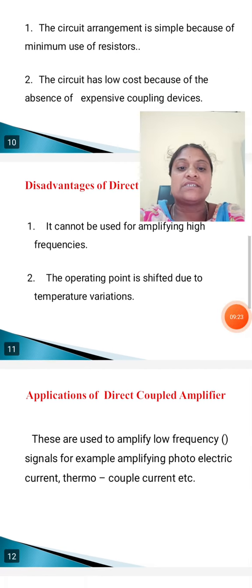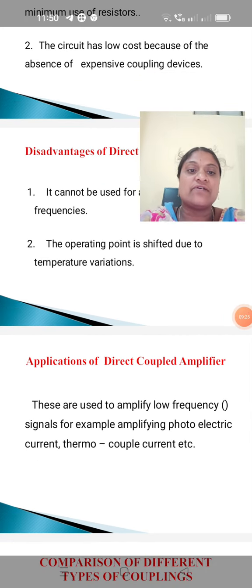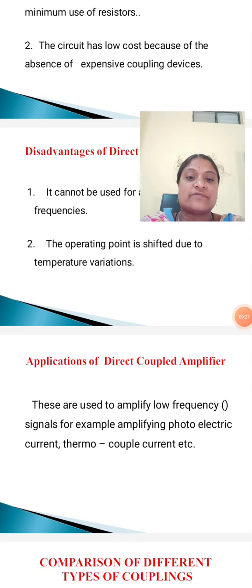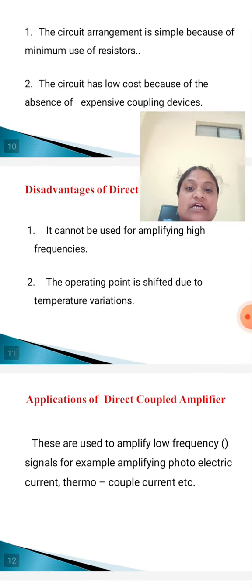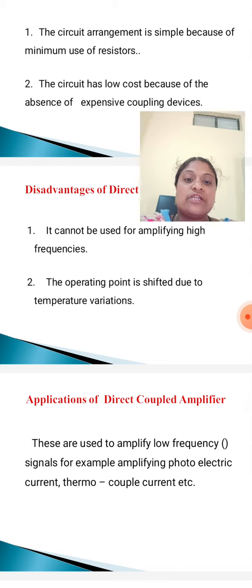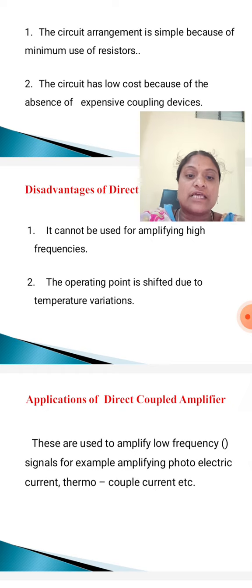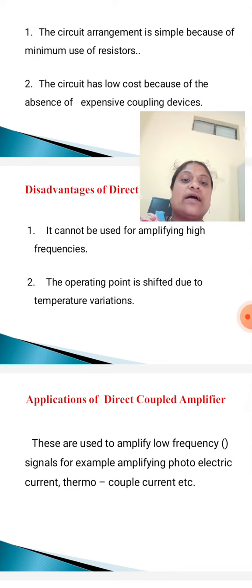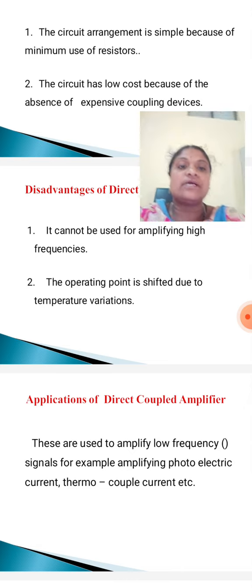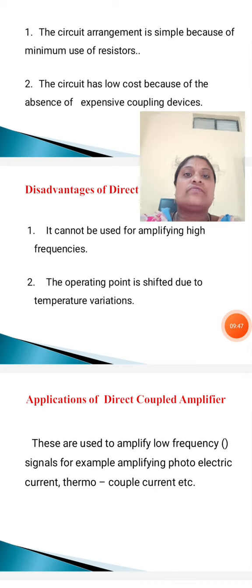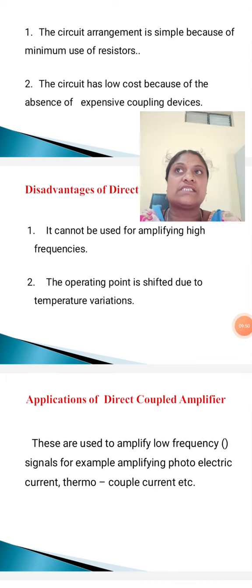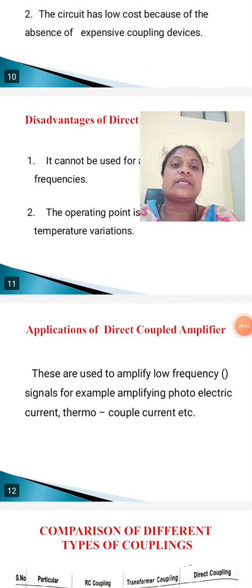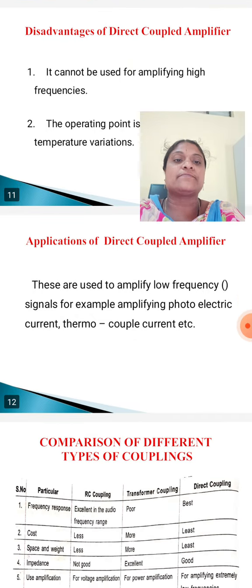Okay, next, applications of the direct coupled amplifier. These are used to amplify low frequency signals, for example, amplifying photoelectric current, thermocouple current, etc. So these are the uses or applications of the direct coupled amplifier. From the advantages, disadvantages, and applications, this topic is completed.